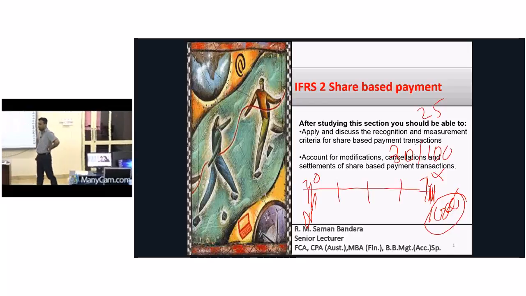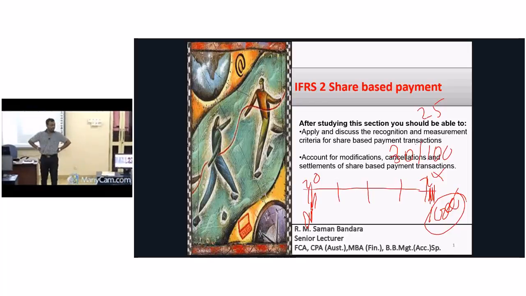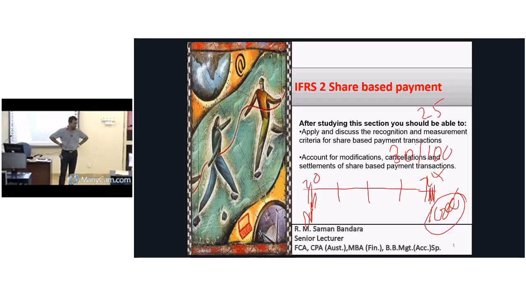Matching means we need to match income and expenses. If you recognize any income, the relevant expenditure should be recognized. That's what we call matching. In the income statement, on the right hand side or the credit side, we take income. If you recognize any type of income, the relevant cost should be recognized on the debit side. So that's what we call the matching concept, right?